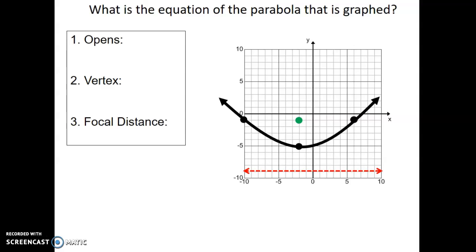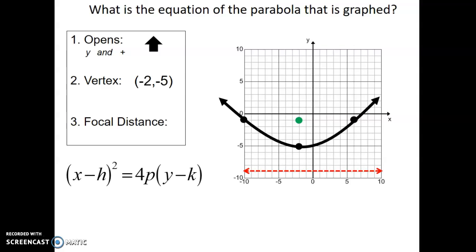We have our box here. This time the graph is going up, so again it's going to be an x-squared graph. So x squared will go in front of the equal sign. It's going up along the y-axis, and it's positive. The vertex is at, let's see, it says (-2, -5). So we can put +2 and +5 into our h and k.